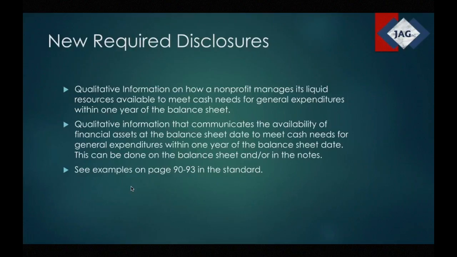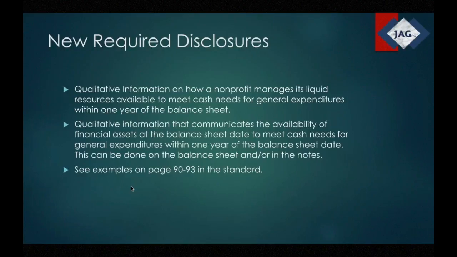All right, let's move on to a couple of new things. There are some new required disclosures in these statements. This is one of the ones that I think a lot of organizations are going to not like. One of the new required disclosures is that qualitative information on how a nonprofit manages its liquid resources available to meet cash needs for general expenditures within 1 year of the balance sheet has to be disclosed.